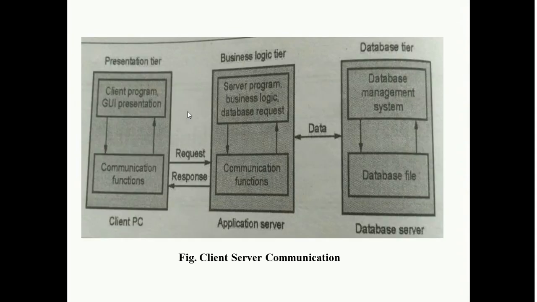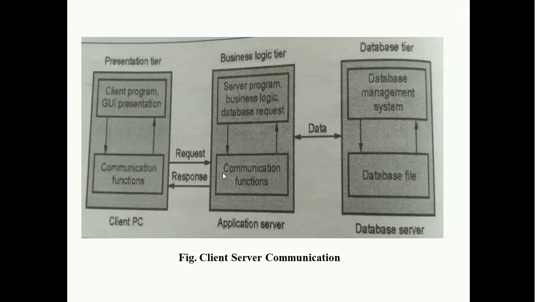See the diagram. This diagram shows the client server communication. First component is client PC, second is application server, and third is database server. First step is the client PC or web client submits the request for desired web pages to the web server. So first the client PC submits the request to the application server or web server. Then the work of the server is to distribute among the application server and database server.